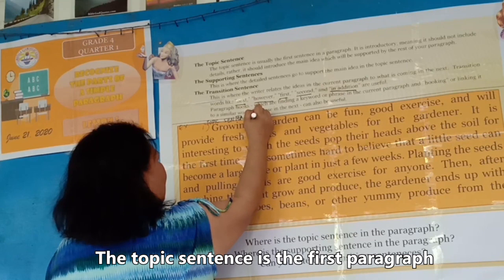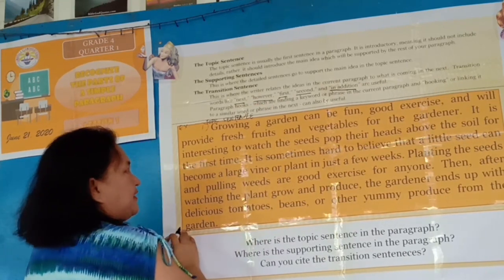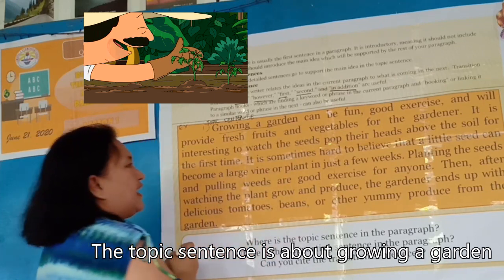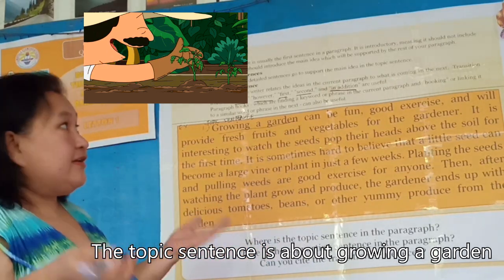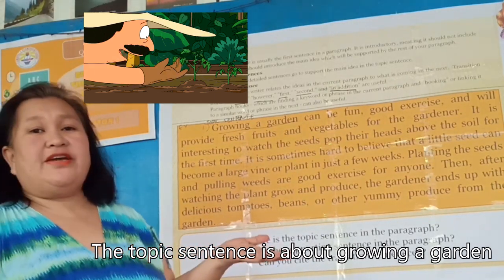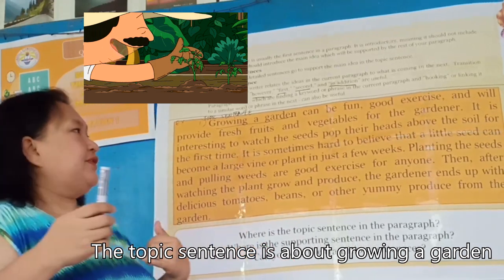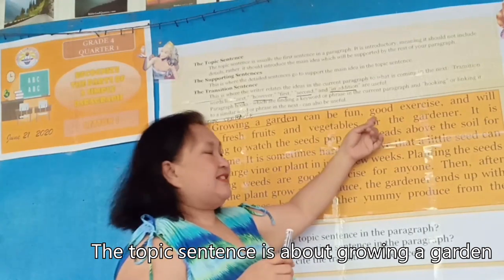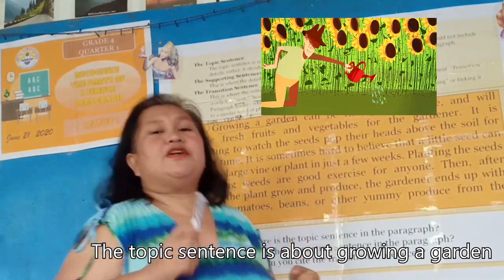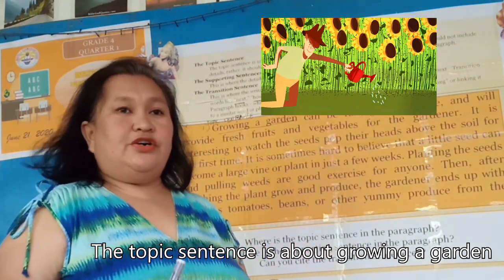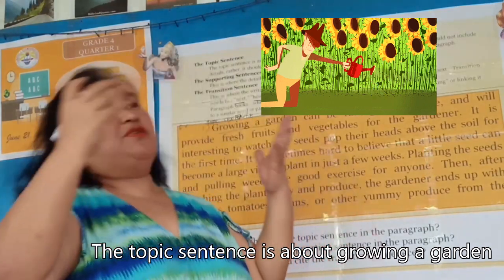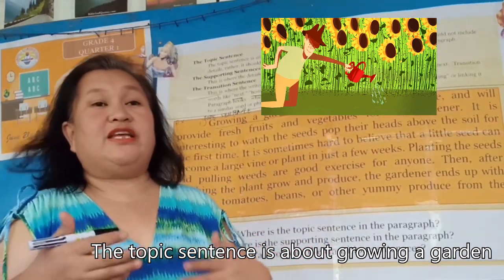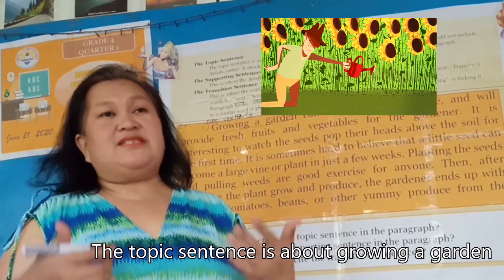What is said in our topic sentence? Growing a garden can be fun. Who among you here has a garden? Very good. A garden is really fun to work with. This is a good exercise. Why do I think so? Because having a garden, you're doing like this and like this, dealing with the soil, the leaves, the plants.